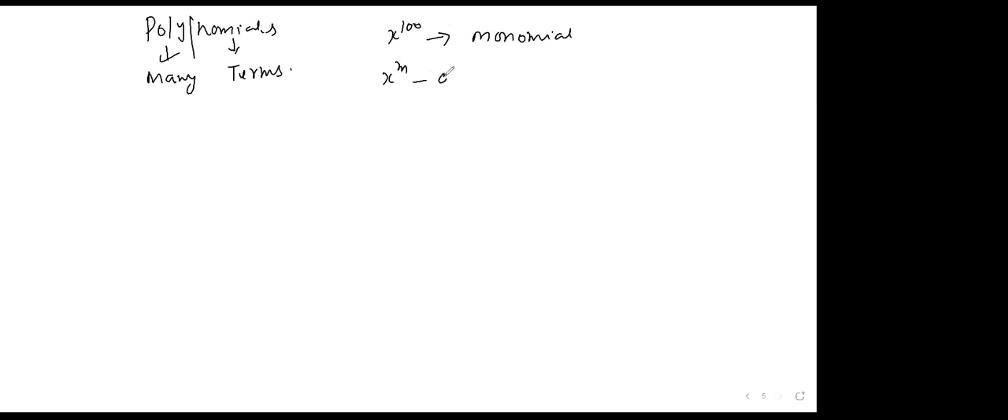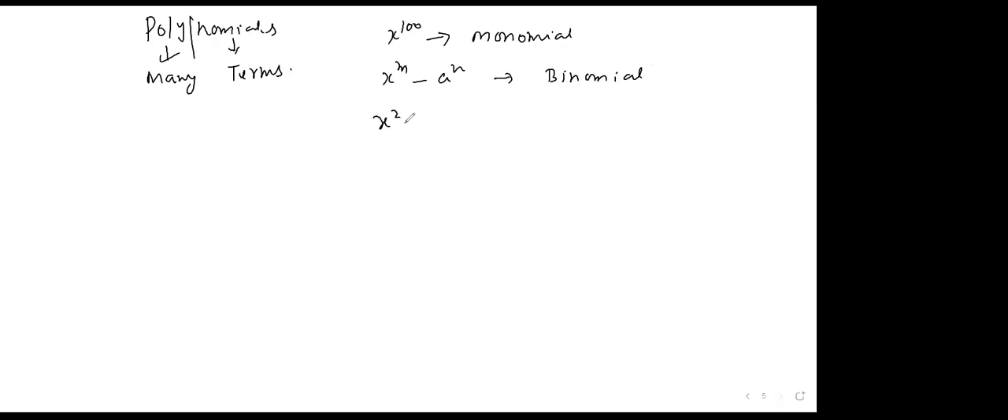Polynomials: poly means many. Nomial means terms. Okay, many terms. So if we have just one term, suppose x to the power 100, this can be said to be a monomial. If we have two terms, suppose x to the power m minus a to the power n, so this is what? Binomial, because we have two terms.